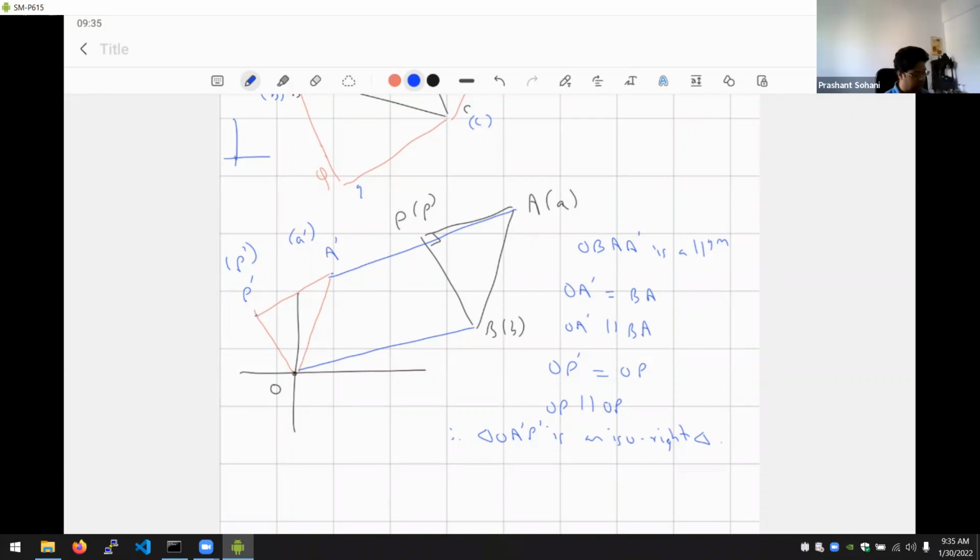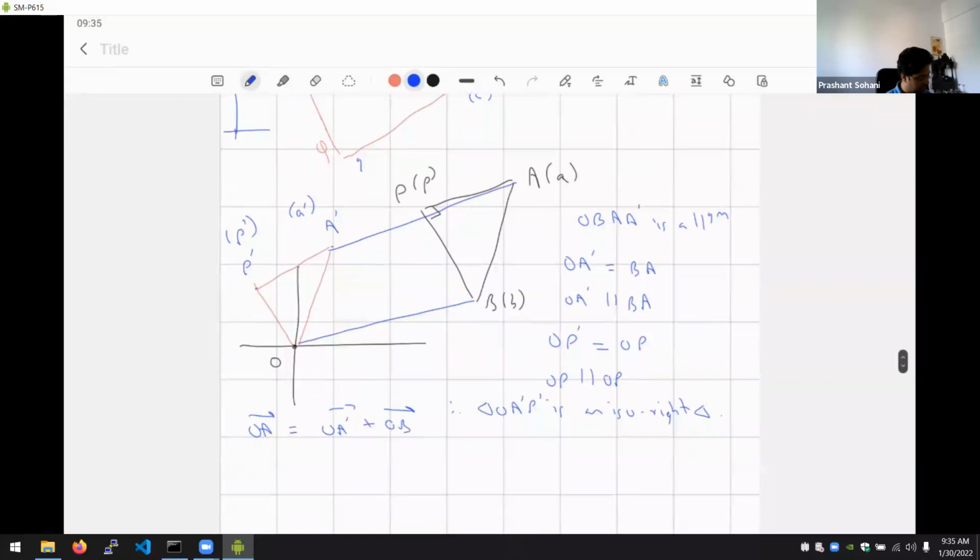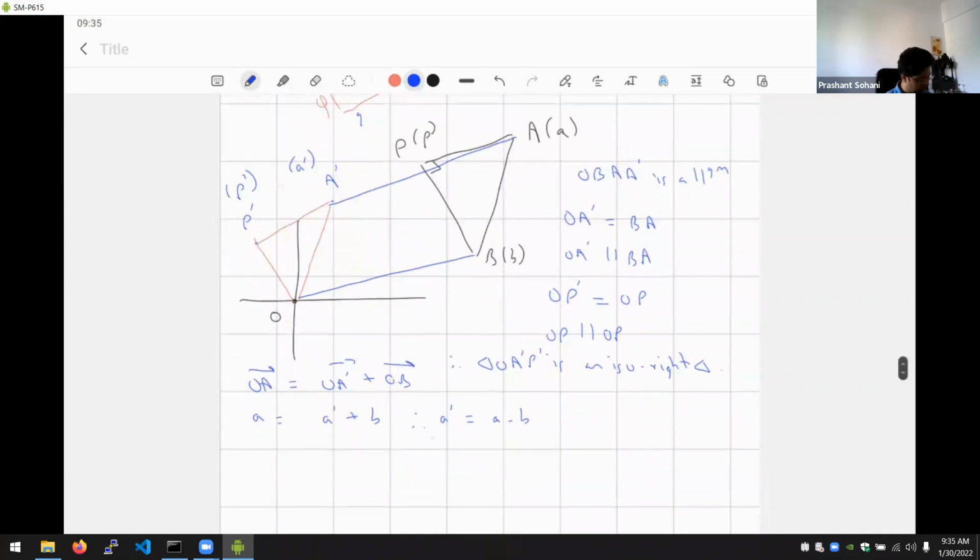The reason for that is, by the parallelogram law, the vector OA is nothing but OA dash plus OB. If I write the same thing in complex numbers, it means that A is A dash plus B. Therefore, A dash is nothing but A minus B. Okay, and in the same way, P dash will be equal to P minus B.